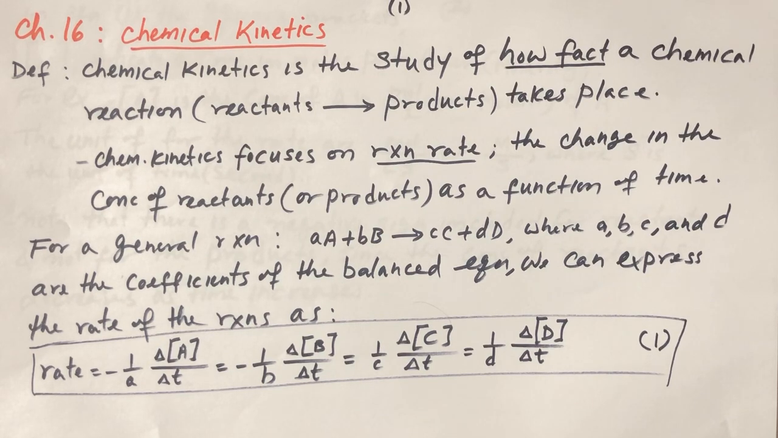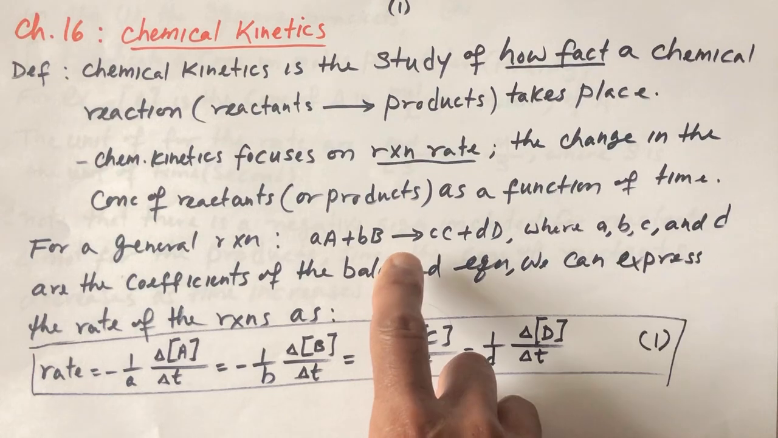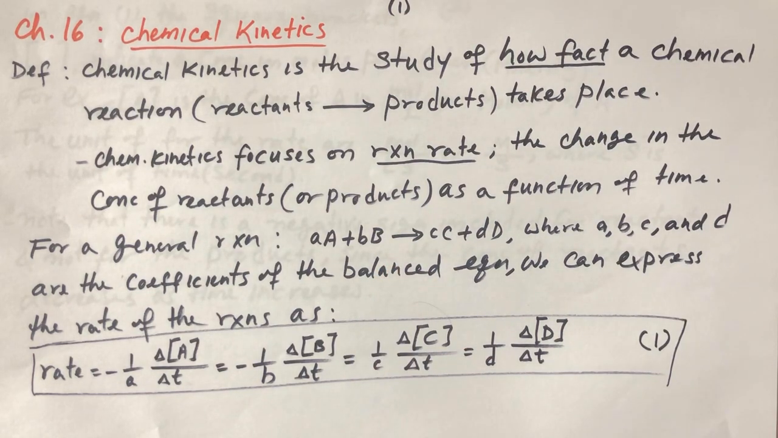If we have a general reaction, which is shown here, where the coefficients lowercase a, b, c, d are the stoichiometric coefficients, or the coefficients of the balanced equation, we can express the rate of that reaction according to the definition of chemical kinetics to be: rate equals the negative inverse of the coefficient for the reactant A times the change in concentration of reactant A over the change in time.